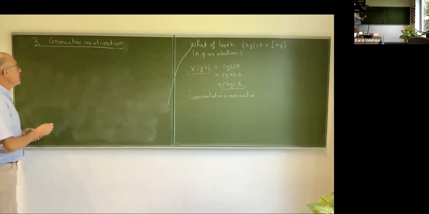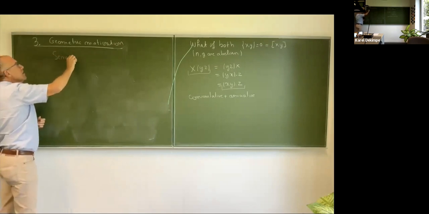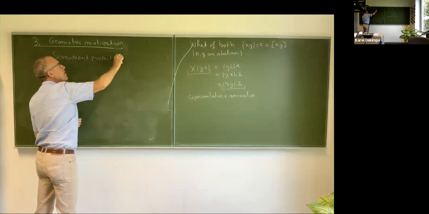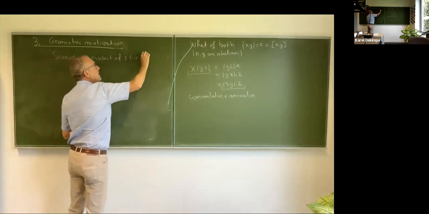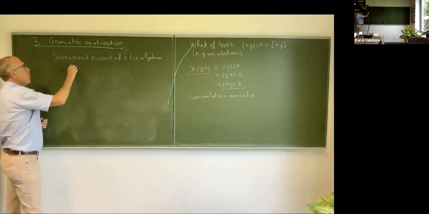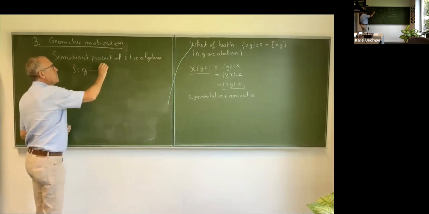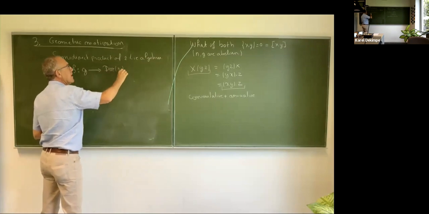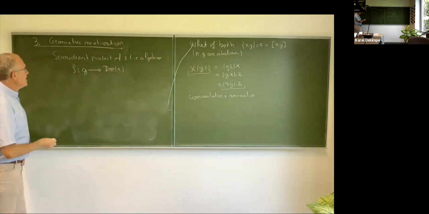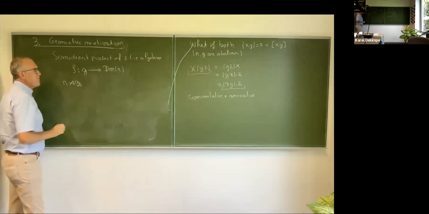Before I start this geometric motivation, let me recall a few things also to fix the notation. First of all, what I will need is the notion of a semidirect product of two Lie algebras. So we start with a Lie algebra G and a Lie algebra N, and we consider a Lie algebra morphism ρ from the Lie algebra G to the derivations of N. And using this, we can build a new Lie algebra, the semidirect product of N and G.